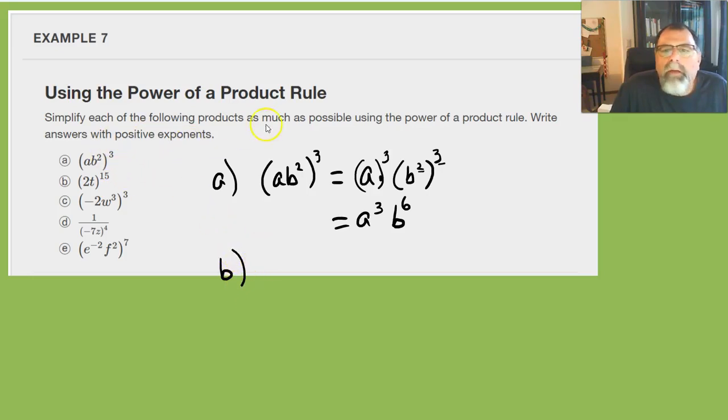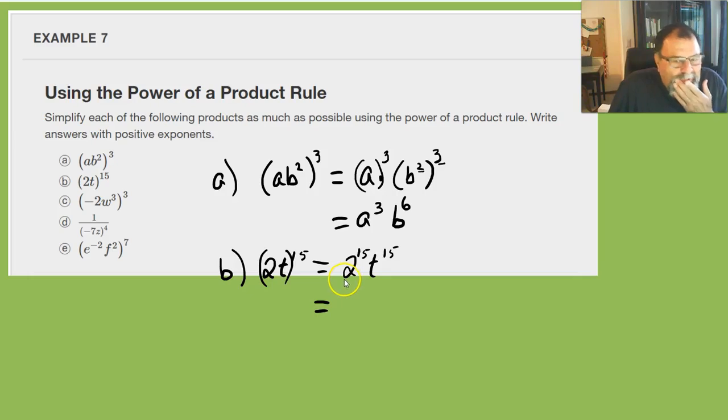B, write the answers with positive exponents. Simplify the products as much as possible. Okay, I was just checking that. (2t)^15. Oh, there's parentheses. So again, that's going to be 2^15 t^15. So let's see, that's 1,000... all right, get out my calculator on that one. Okay, so punch it in my calculator, 2 to the 15th.